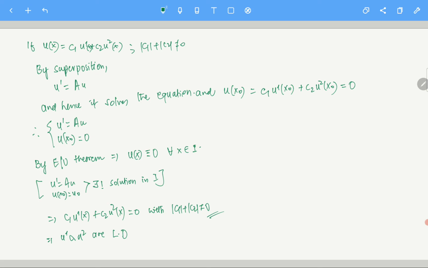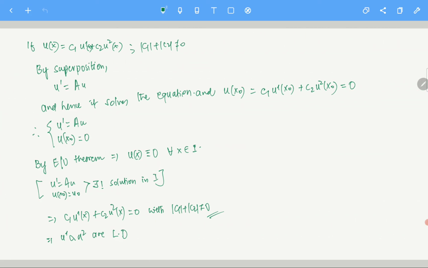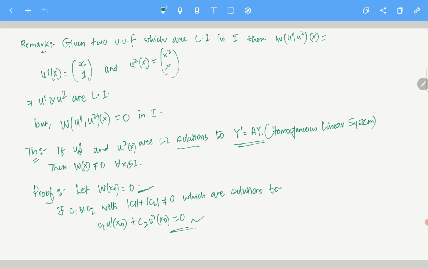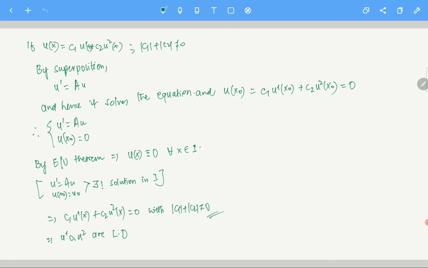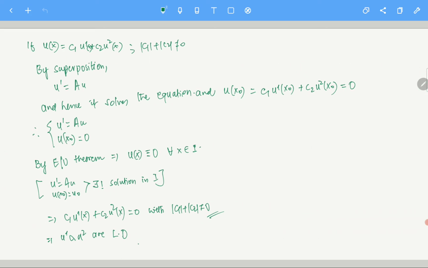One second, I'm making some mistake somewhere. Yeah, so that will imply that u1 and u2 are linearly dependent, but u1 and u2 are linearly independent, right? It is given to us. So what is going on? That's a contradiction. So basically, there cannot be a point x naught where the Wronskian is 0. You understand? Okay, so that's the contradiction. So that is proved.